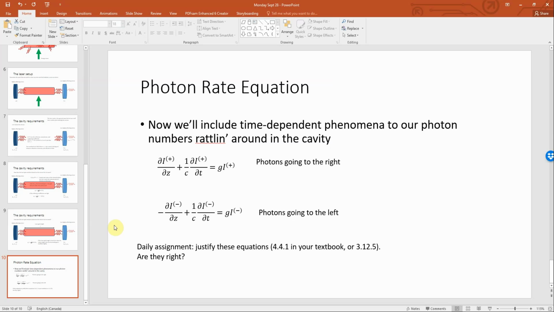That will lead us into talking about 3-level and 4-level lasers, where we can actually talk about how to analyze the state level population levels in actual physical lasers. All right, and that's it for today.